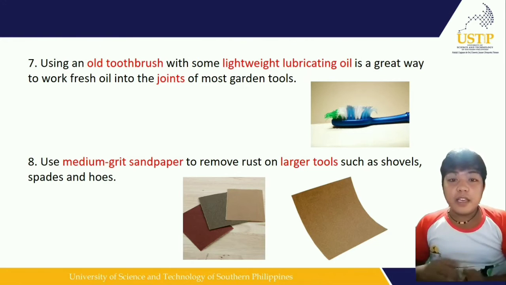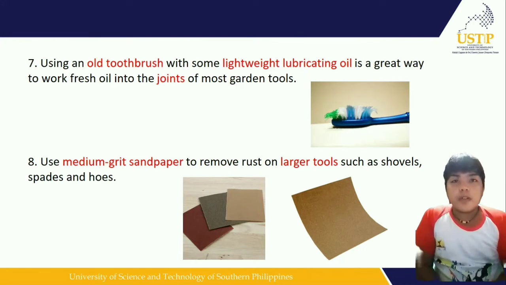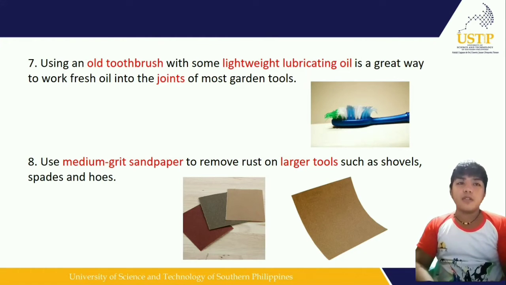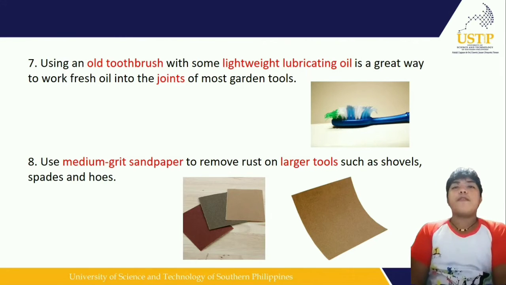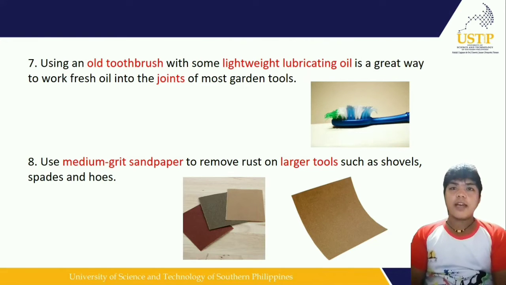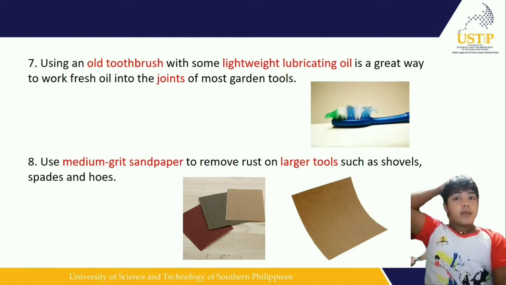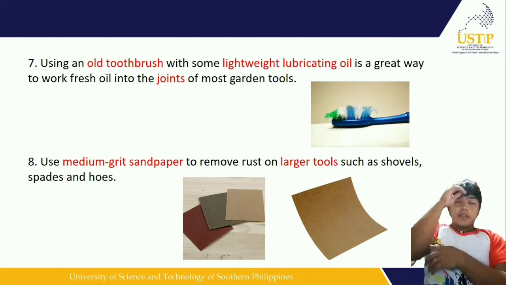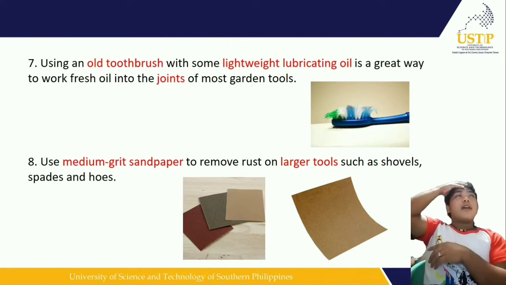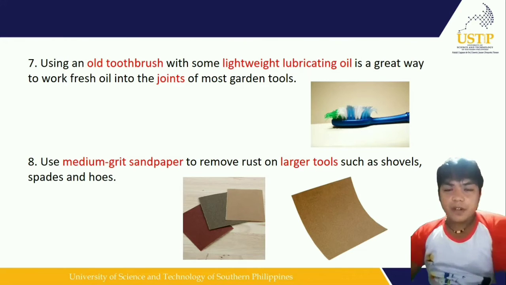Number 8. Use medium-grade sandpaper to remove rust on larger tools, such as shovels, spades, and hoes. Sandpaper is produced in a range of grit sizes and it is used to remove materials from surfaces, either to make them smoother, for example, in painting and wood finishing, or sometimes to make the surface rougher, for example, as a preparation for gluing.